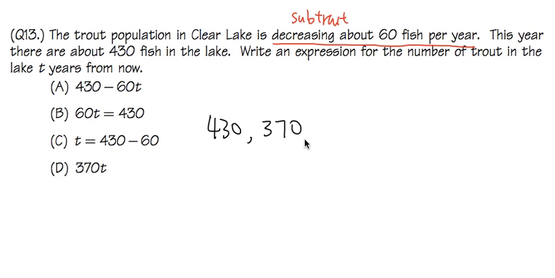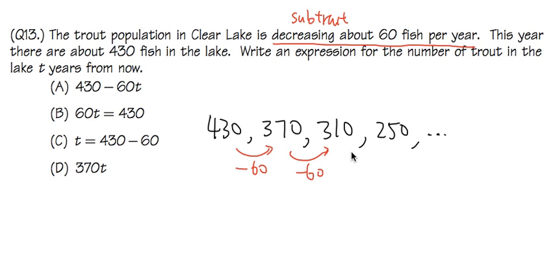If I have another year later, I will just have to take 370 minus 60, that would be 310. And if you do it again, minus 60 again, you have 250, and so on. So this is what's going on. From here to here, we minus 60. And from here to here, we minus 60. And from here to here, we also minus 60. Because the fish is decreasing, it becomes less and less fish each and every year later.